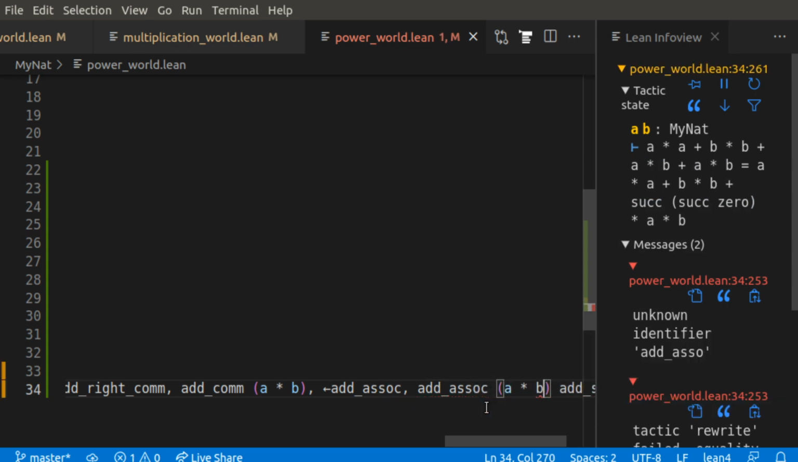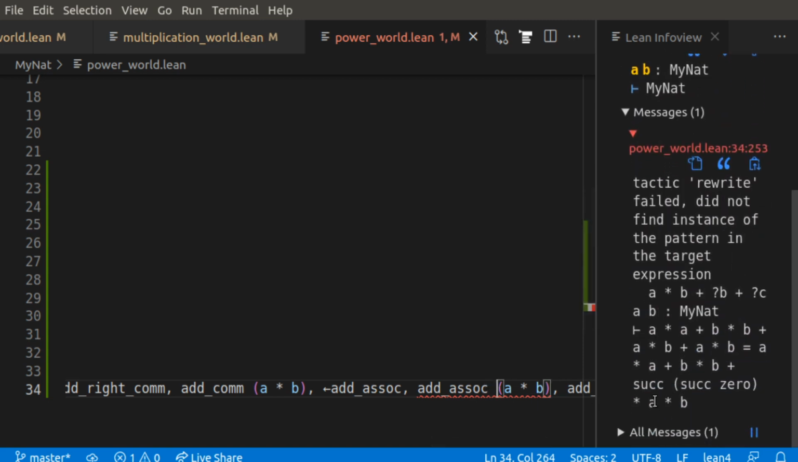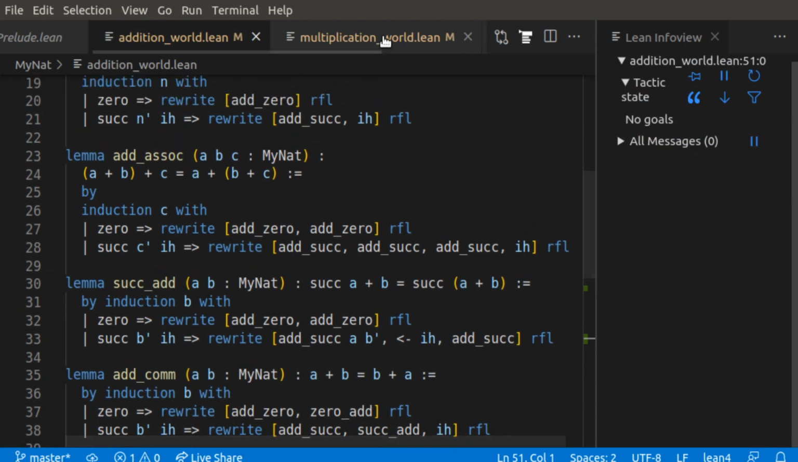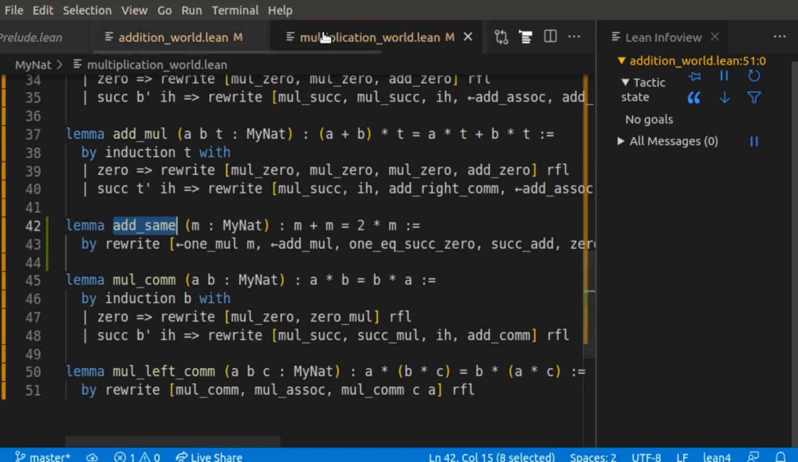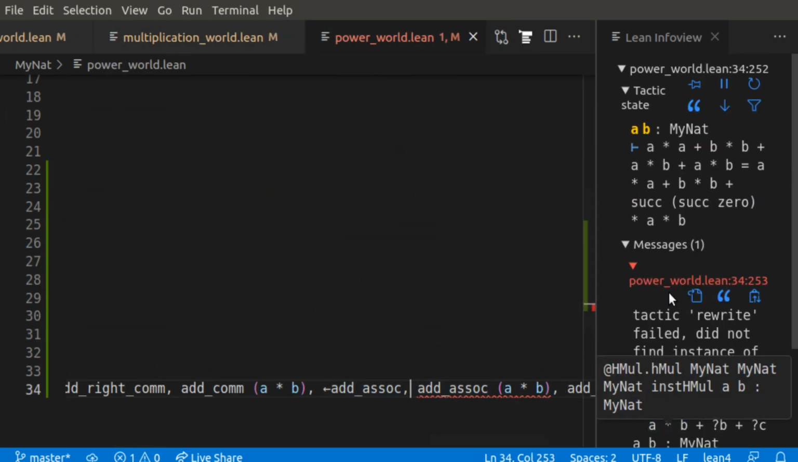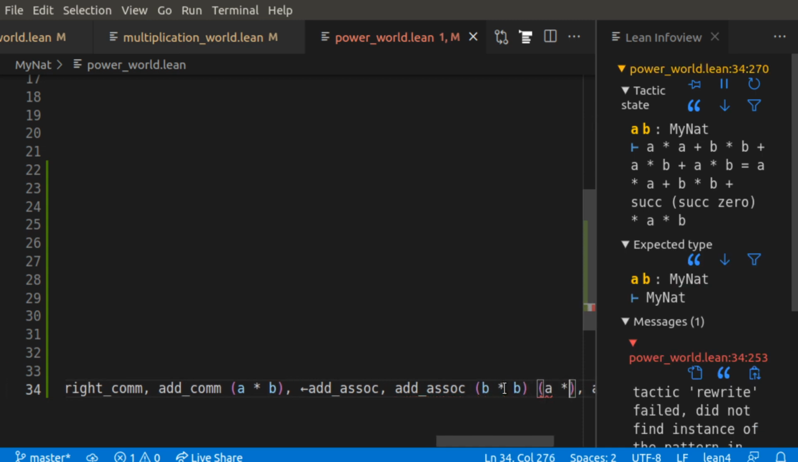A times B. Did I find anything? Oh, is that associative three things? What? Add associative A plus B plus C. Oh. So we want to do add associative, not on A times B. We actually want to do it on B times B. Does that work? B times B, A times B, A times B.